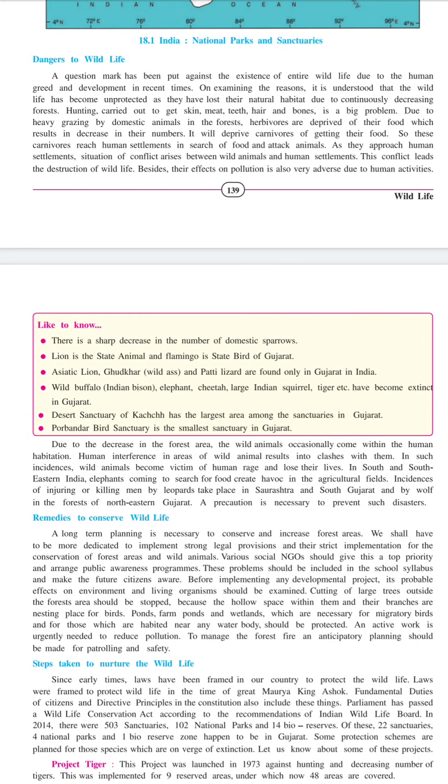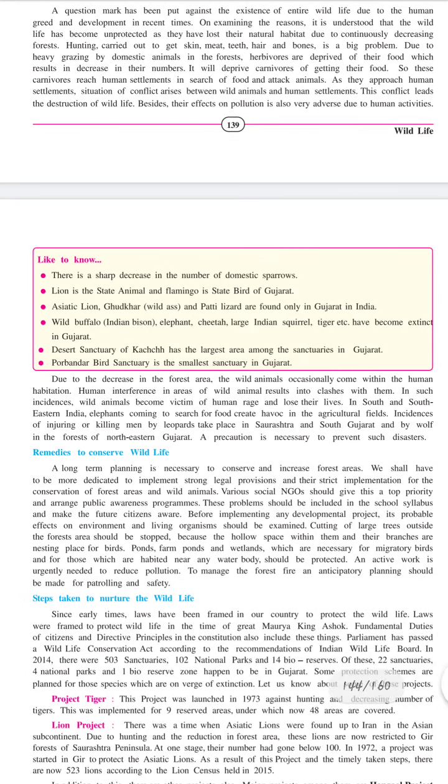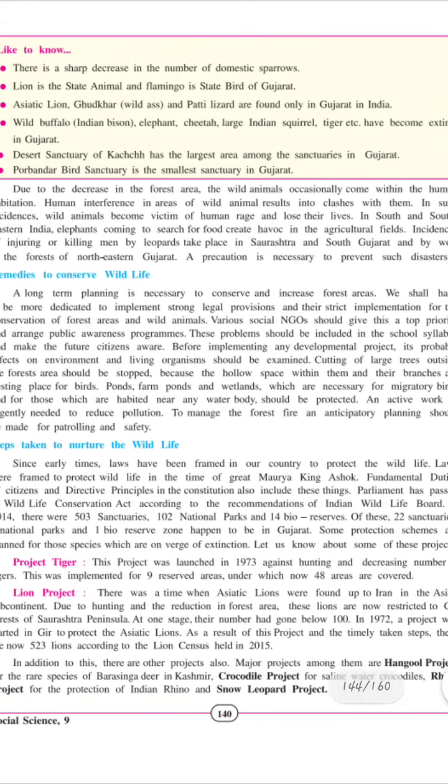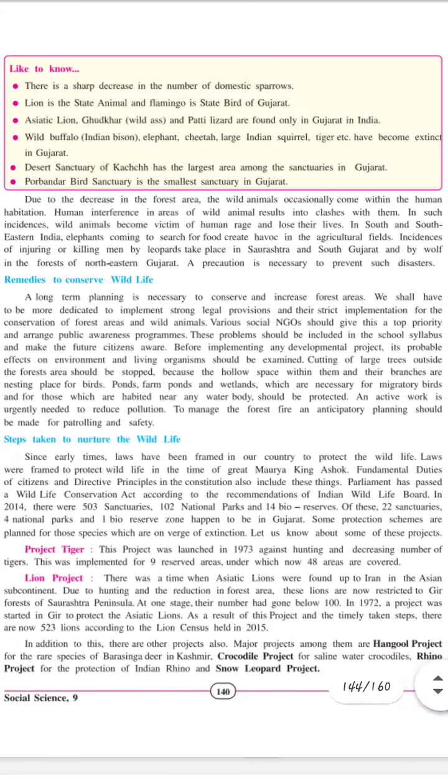Besides, the effect of pollution is also very adverse due to human activities. So due to decrease in the forest area, the wildlife occasionally come within the human habitation. Human interference in areas of wild animals results in clashes with them. It means when the animals are coming into the human settlements, there will be clashes between human beings and the animals, which will result in the destruction of the wildlife. This way we are losing the green forest, and sometimes we destroy the wildlife also.